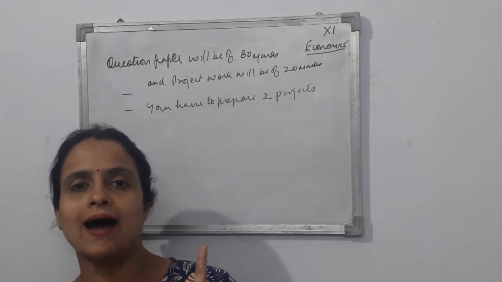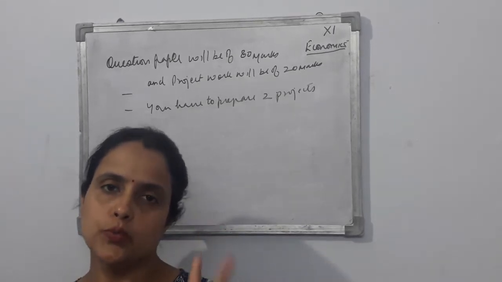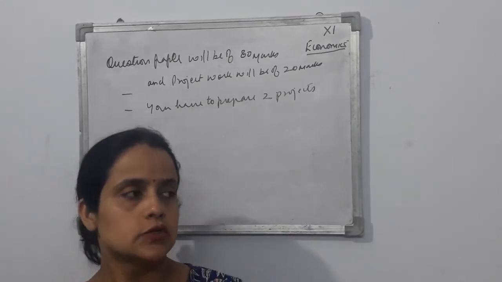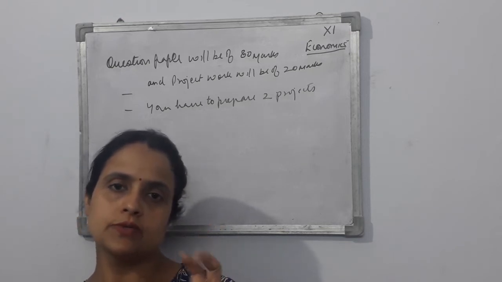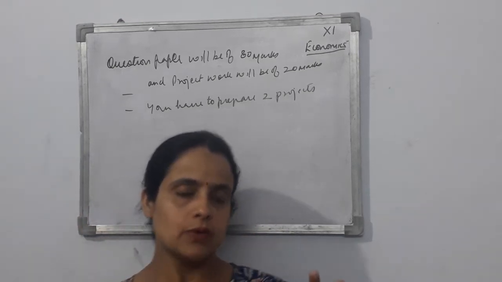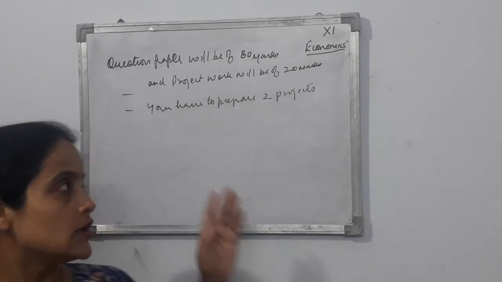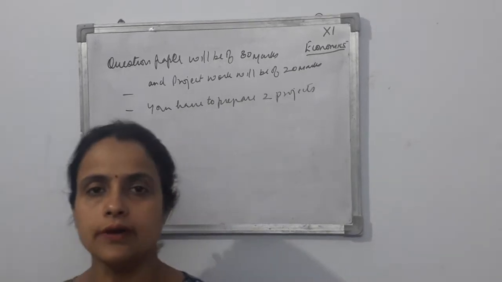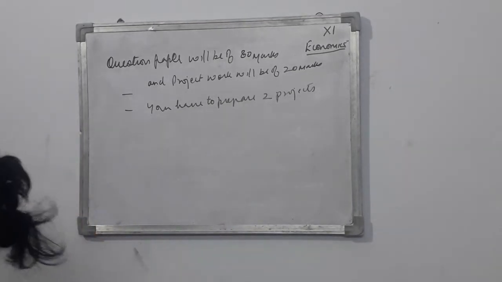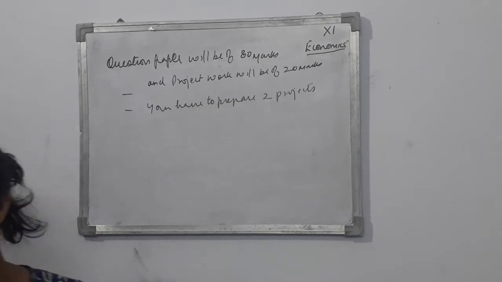You are going to have two projects. You need to prepare two projects of each subject. So here in economics you are going to prepare two projects. Each project will be of 10 marks. So that makes your whole economic subject for 100 marks, right children? So initially we'll be starting with lesson number 1, that is definitions of economics.